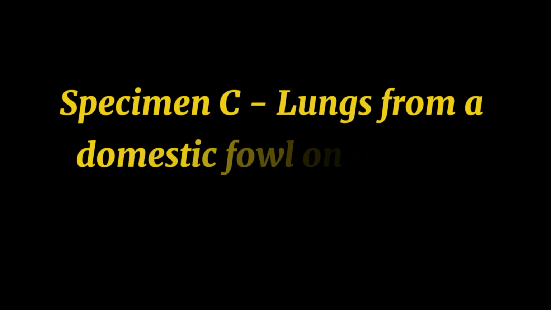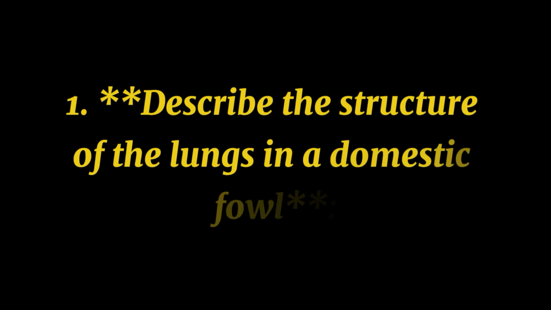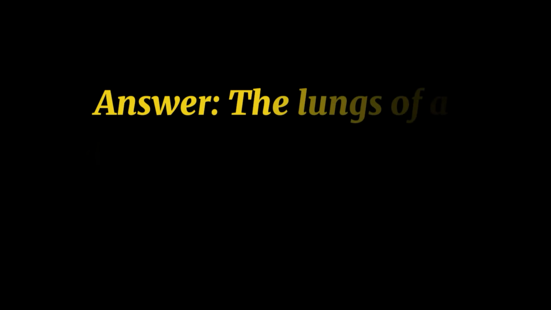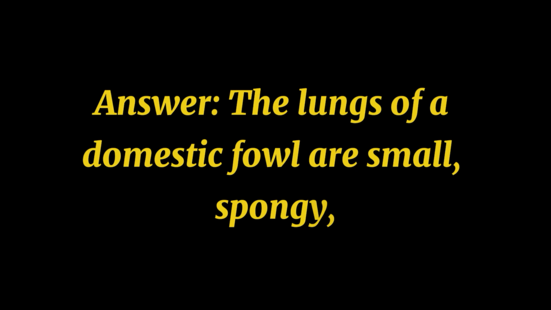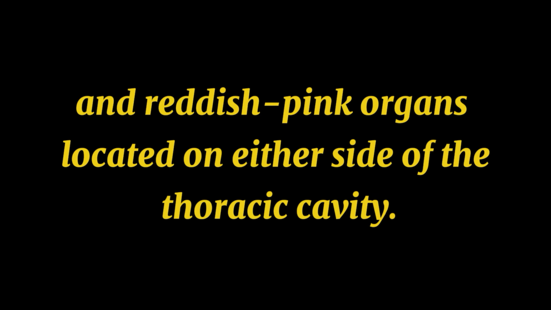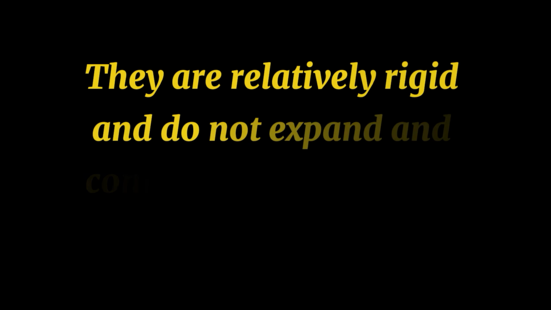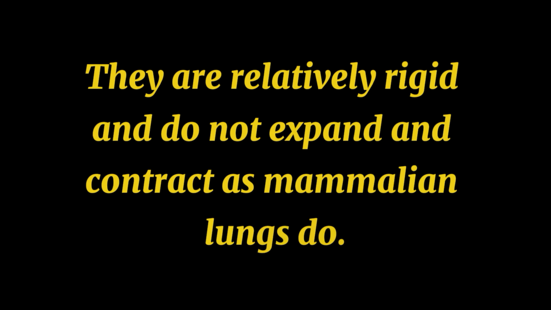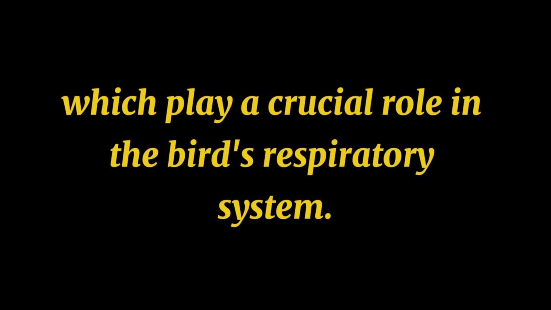Specimen C. Lungs from a domestic fowl on a white tile. 1. Describe the structure of the lungs in a domestic fowl. Answer. The lungs of a domestic fowl are small, spongy, and reddish-pink organs located on either side of the thoracic cavity. They are relatively rigid and do not expand and contract as mammalian lungs do. The lungs are connected to air sacs, which play a crucial role in the bird's respiratory system.